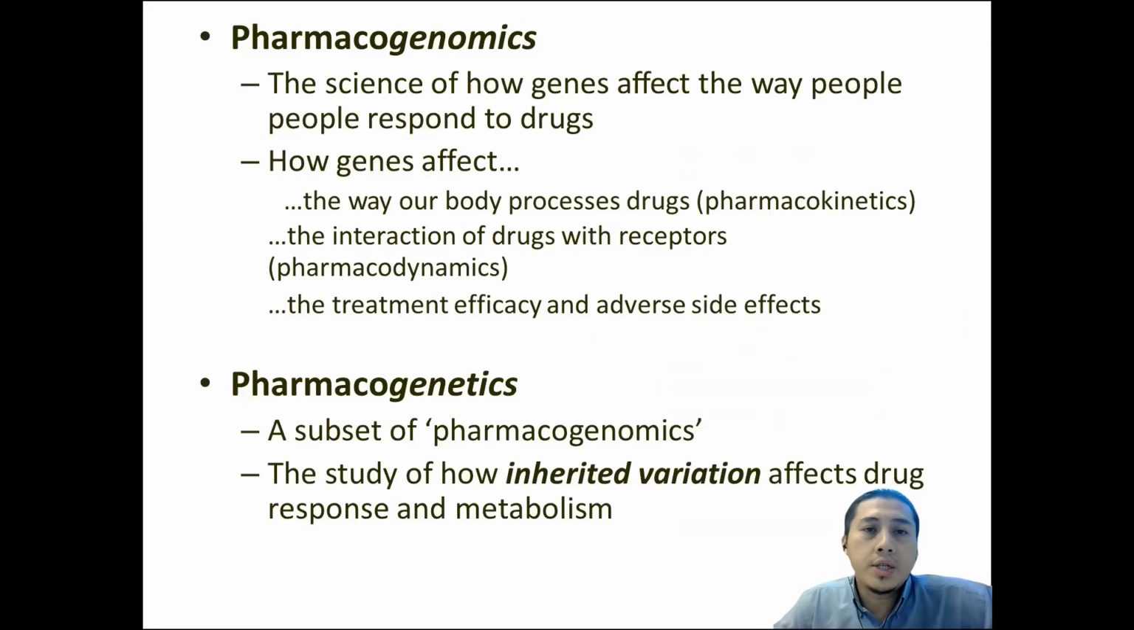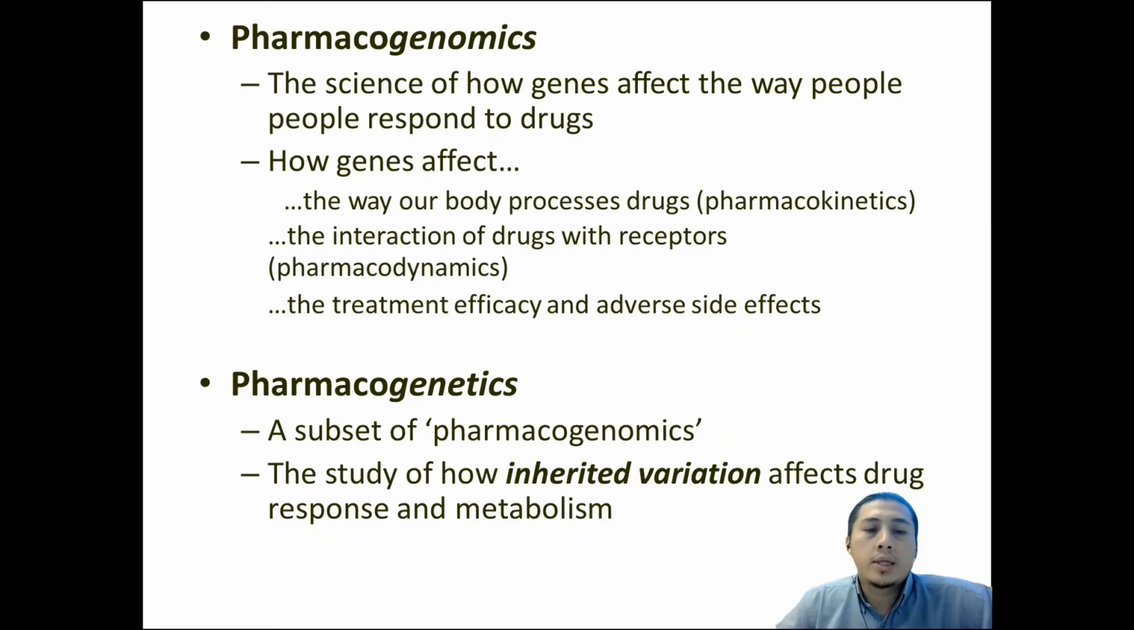So what is the definition of pharmacogenomics and pharmacogenetics? What's the difference between them? Pharmacogenomics is the science of how genes affect the way people respond to drugs. So how genes affect the way our body processes drugs, this is pharmacokinetics, and the interaction of drugs with receptors, this is pharmacodynamics, the treatment efficacy and adverse side effects.